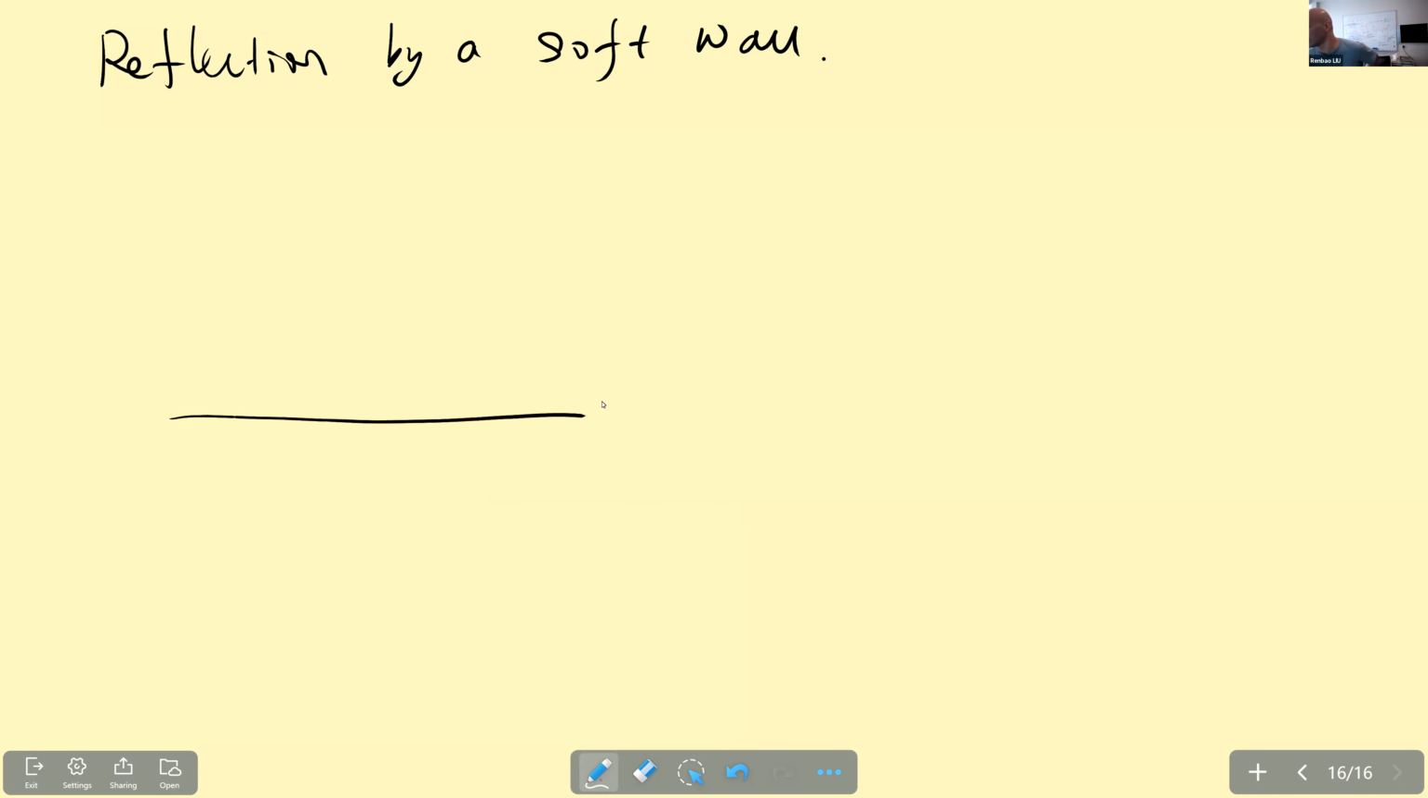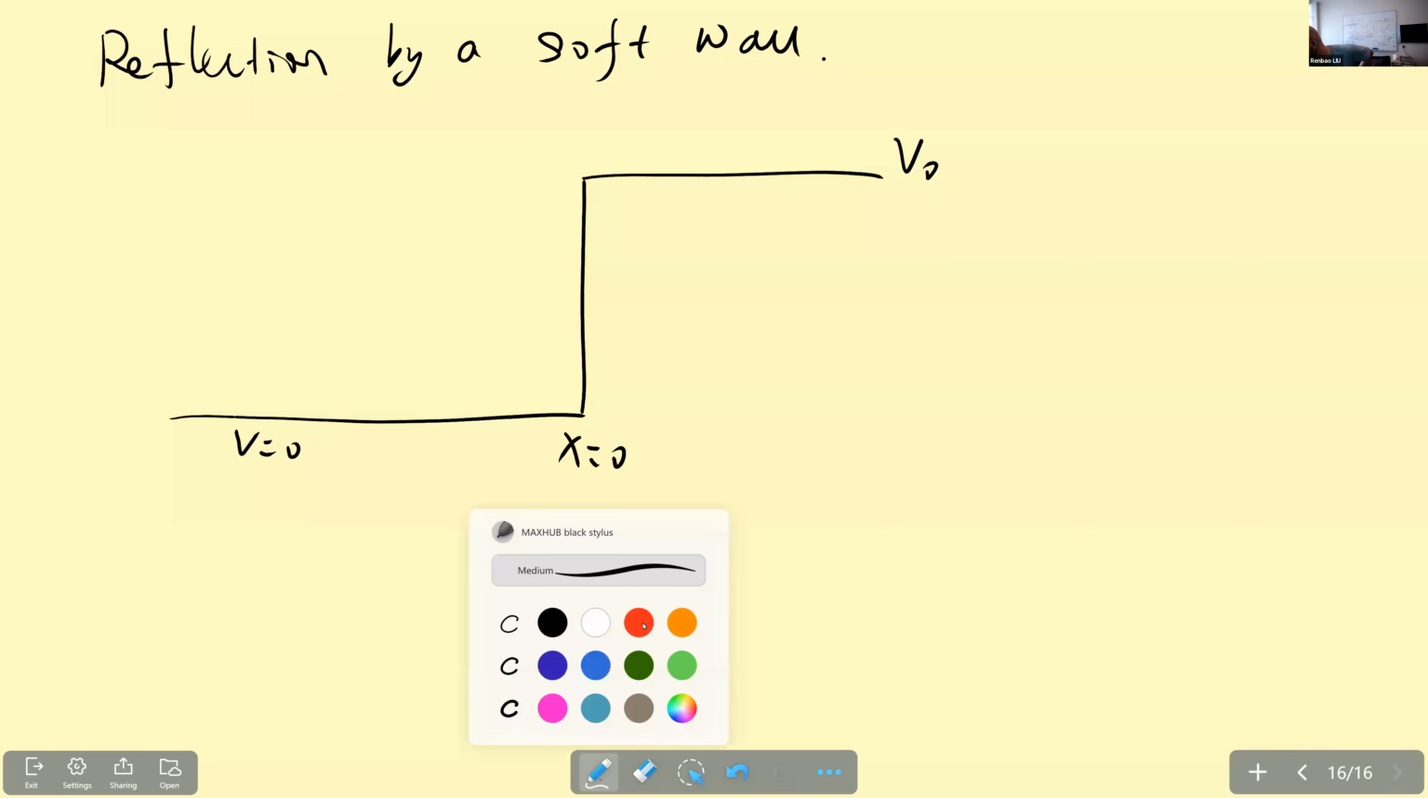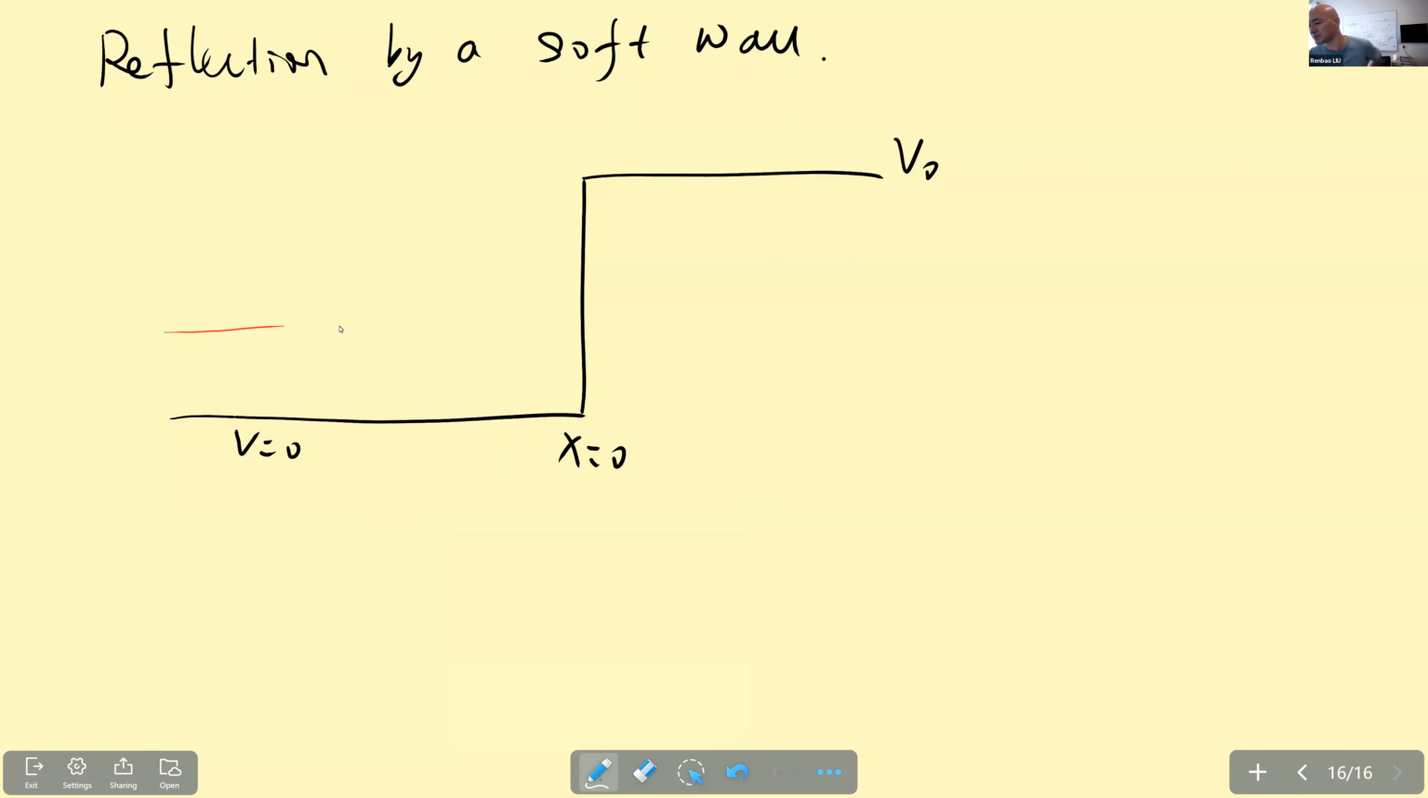Now you can see that you have a potential like this one. So this is V0. This is x equal to 0. This is V equal to 0. And now you can consider a state with this energy.